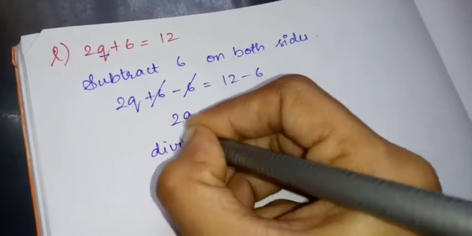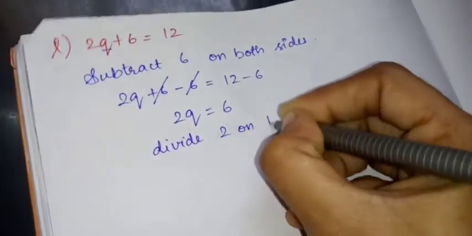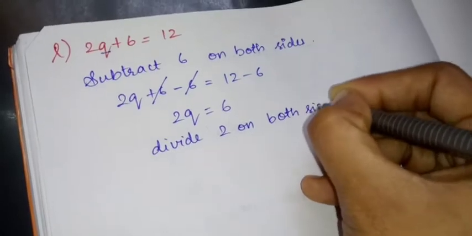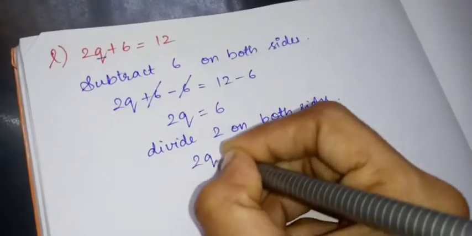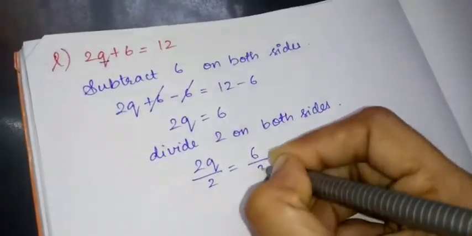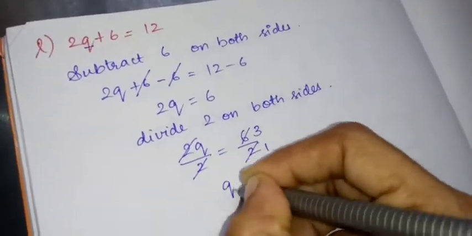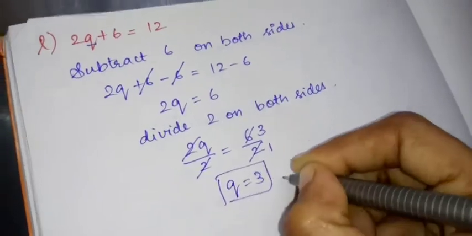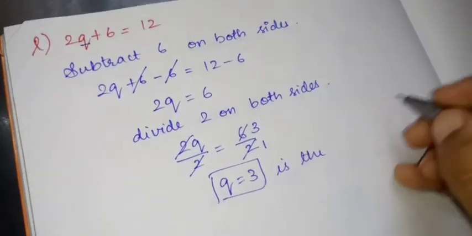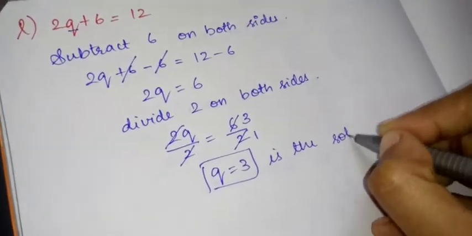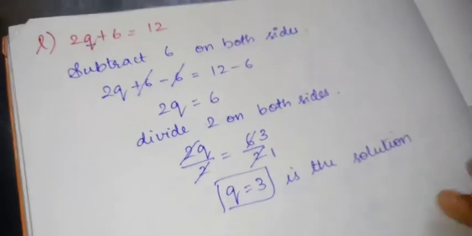Then divide 2 on both sides. So what will it become? 2q by 2 is equal to 6 by 2. 2 cancel. 2 ones are 2. 2 threes are 6. So q is equal to 3 is the solution of this equation. That's all. This exercise 4.2 is over.